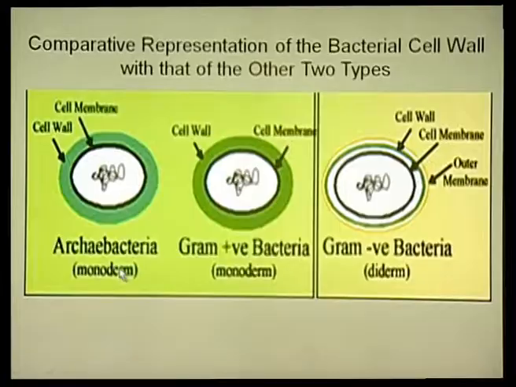This archibacteria, as you can see in this particular slide, is a monoderm, that is a continuous layer of cell wall outside the cell membrane. And at the same time you can also see the gram negative and gram positive bacteria, where the positive is monoderm and the negative is diderm. Diderm means that there are outer and inner cell walls, whereas there is no outer and inner cell wall in archibacteria.